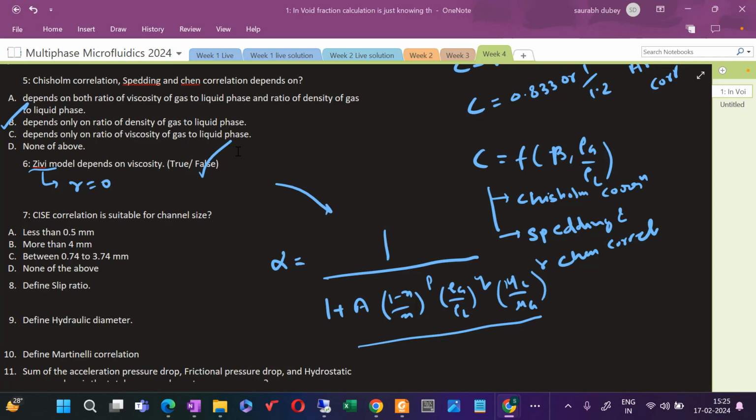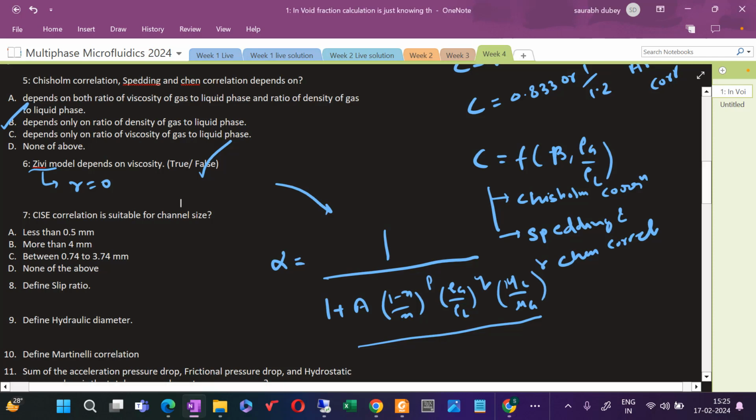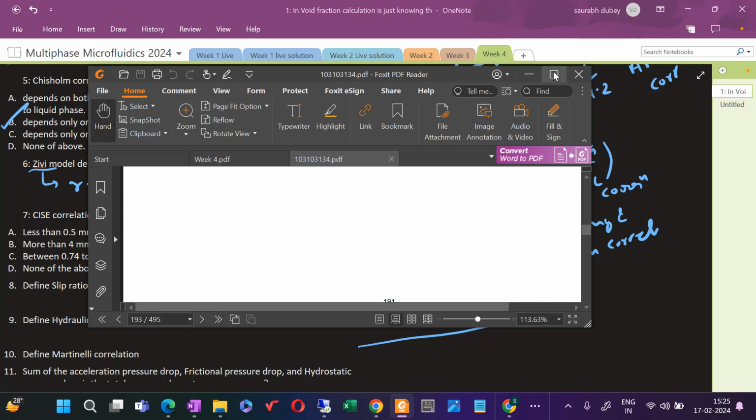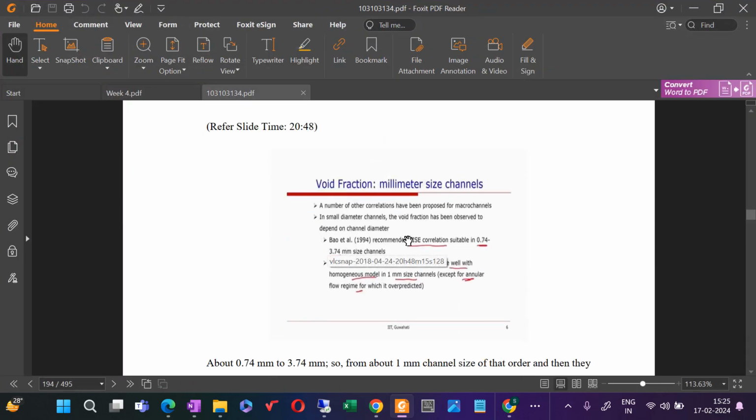So I hope you have solved this, and this particular question involves the understanding of the CISC model. If you remember the various points that were pointed out while discussing the CISC model, you were told that a number of other correlations have been proposed for microchannels. In a small diameter channel, the void fraction has been observed to depend on the channel diameter. So yes, the channel diameter has been considered by the CISC correlation.